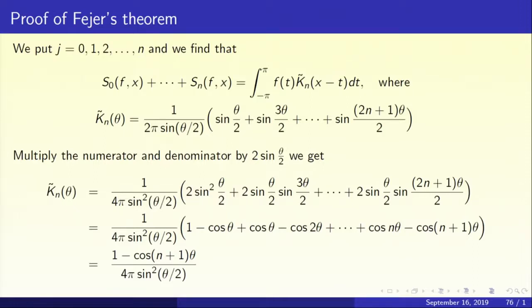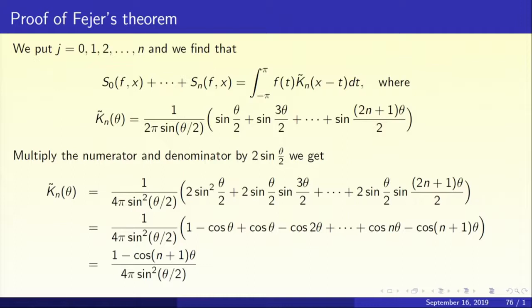So let us use that formula over here. 2 sin squared theta by 2 is of course 1 minus cos theta. 2 sin theta by 2 sin 3 theta by 2 will be cos theta minus cos 2 theta, etc. You get a telescoping series, a lot of cancellations take place, and we are simply left with 1 minus cos of n plus 1 theta, and the denominator is 4 pi sine squared theta by 2.